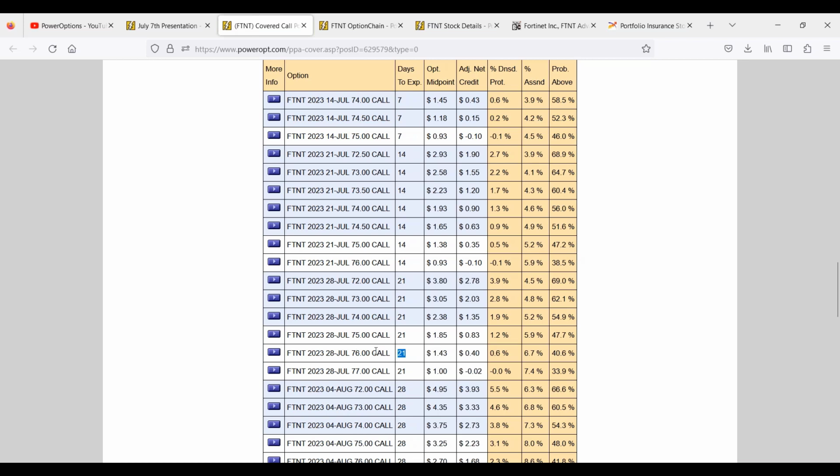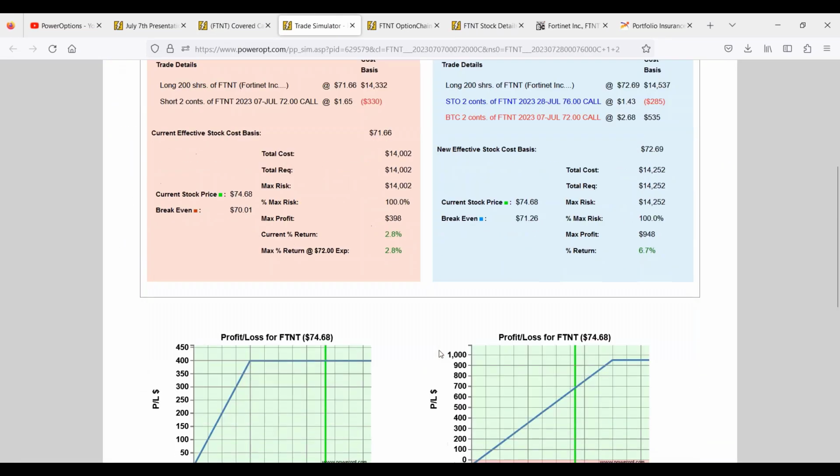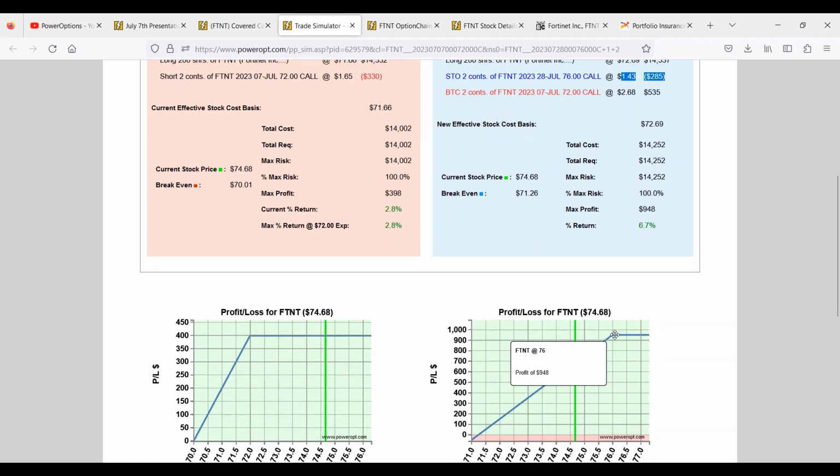Always great to see things numerically. But as I'm looking at my rollout opportunities, I can click the more information button from one that I'm interested in, go to simulate trade, and now I can see a side-by-side comparison. My original position on the left in red, if I took assignment, made that 2.8% return, compared to if I make the adjustment by buying to close my 72 call at 268, selling a 28th of July 76 call for 143. If the stock continues to move up and is above 76 in 21 days, we'd make the 6.7%.